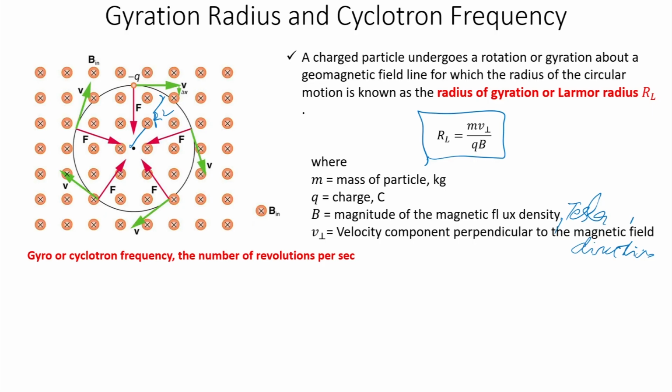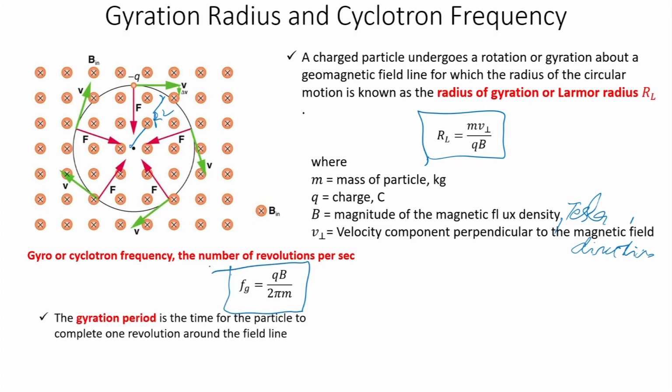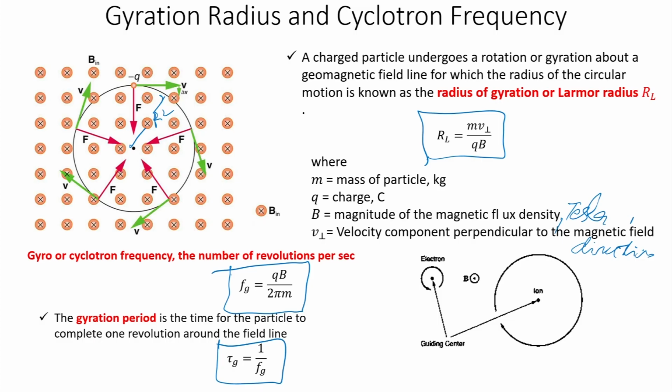And what is the frequency? That is the number of revolutions a particle will do per unit time. That is called the gyro or cyclotron frequency. This expression also can be derived. The gyration period is the time for the particle to complete one revolution around the field line, and this is the expression. Another point I would like to tell you: the center of the circle is called the guiding center.